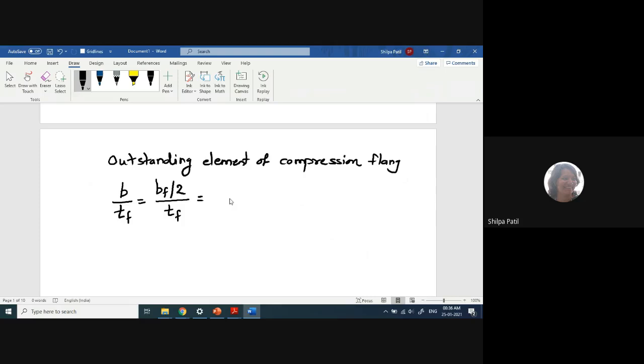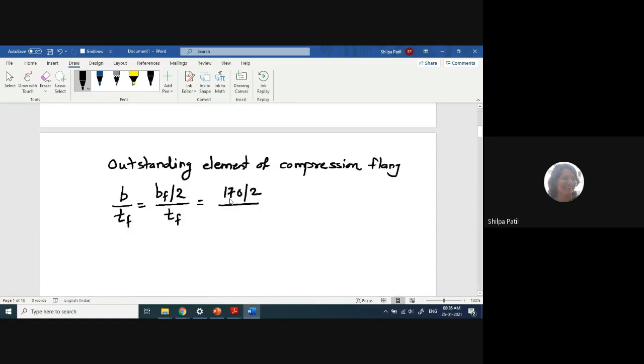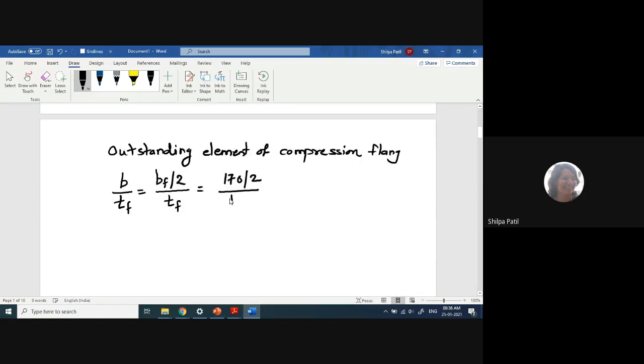Now the bf value is 170, right? So 170 divided by 2 divided by the tf value, which is 13.4. Tell me the value. 6.34.